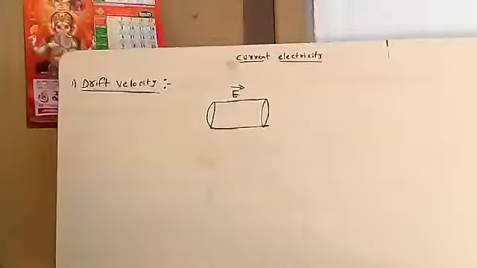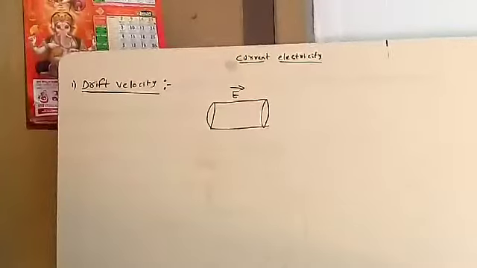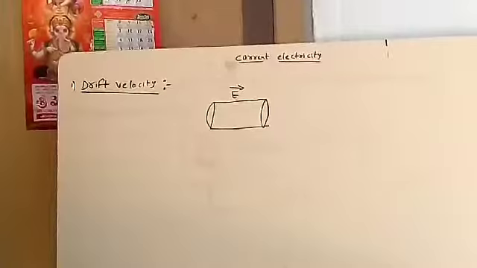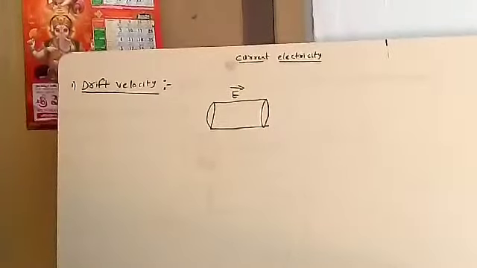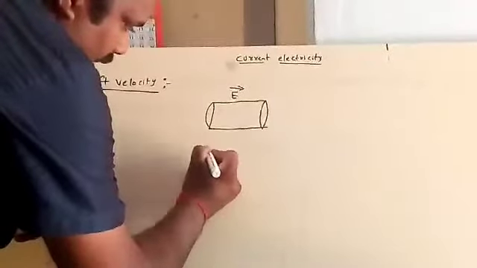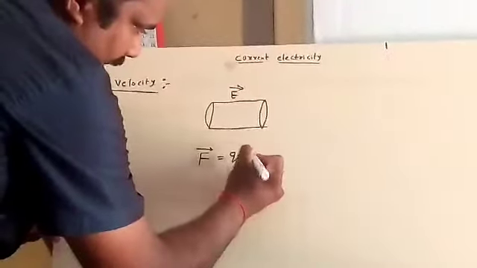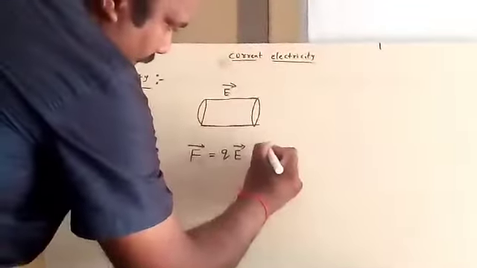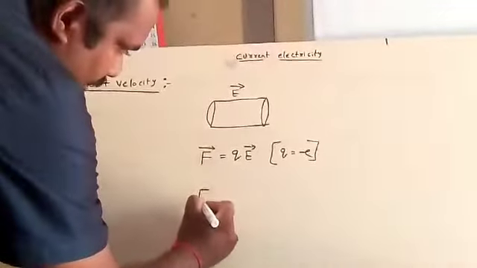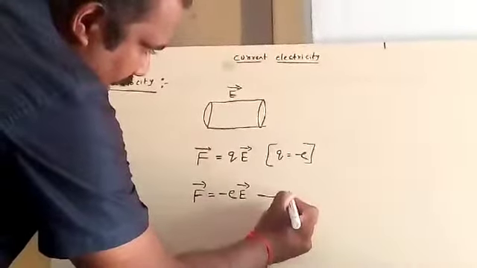Now, I already said one thing. Without electric field, there is no net force acting on the free electrons, and the free electrons are moving randomly. That is the reason the average velocity is zero. But if the electric field is applied, they will experience a net force. Now, first I will write the force acting on these free electrons. We already know this equation: F is equal to QE. F is a vector quantity and E is also a vector quantity. Now we already know the charge of the electron, I can take q is equal to minus e. Then after substitution, F bar is equal to minus e into E bar. This I am taking as equation 1.